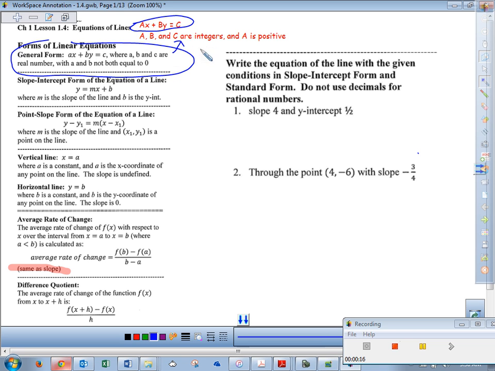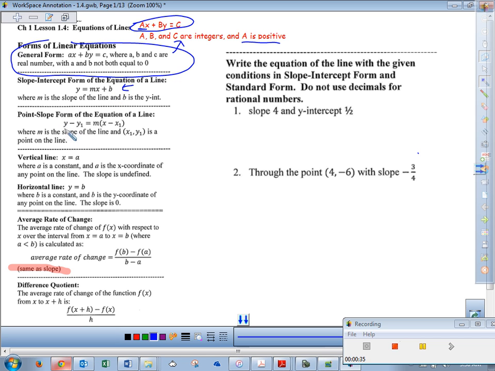The reason why they use the capital letters is A, B, and C have to be integers, meaning no decimals in that situation. And the A value has to be positive, so whatever this first guy is right here has to be a positive number. That's truly standard form of a line. Slope-intercept form, y equals mx plus b, m is the slope, b is the y-intercept.